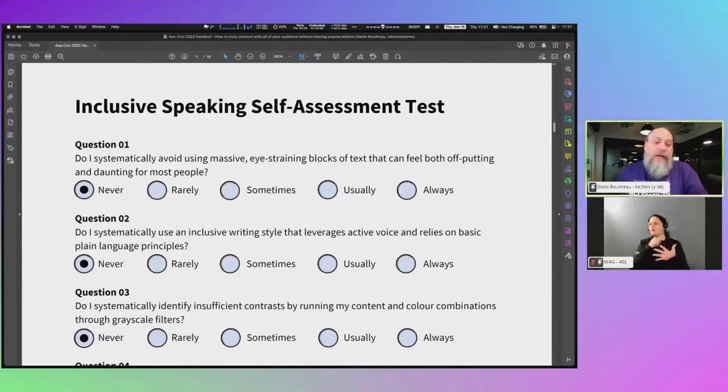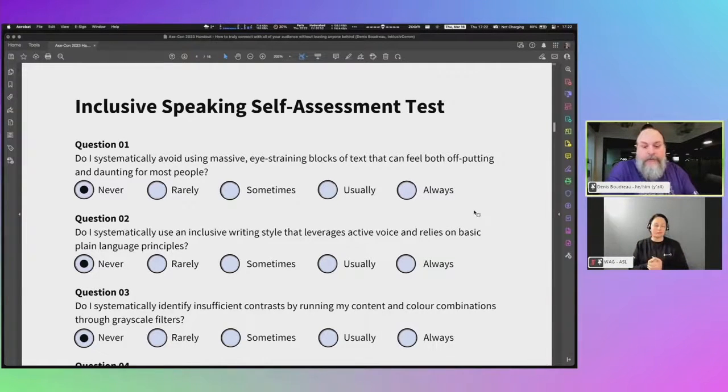Second question is, do I systematically use an inclusive writing style that leverages active voice and relies on basic plain language principles? We hear about plain language all the time. We hear about the use of active voice. Do you actively do that? Never, rarely, sometimes, usually, always.